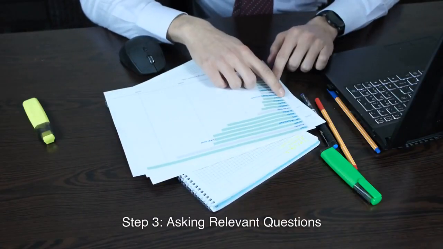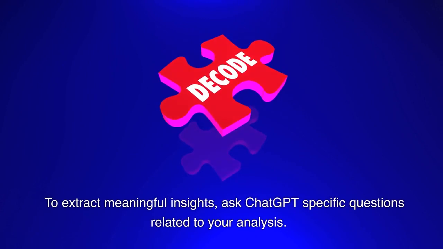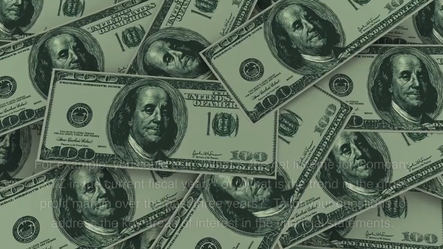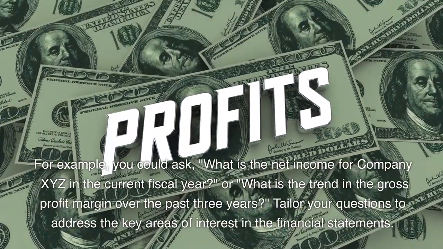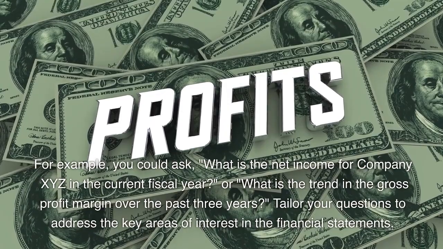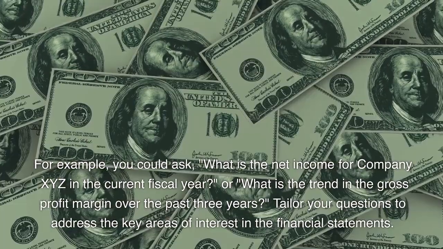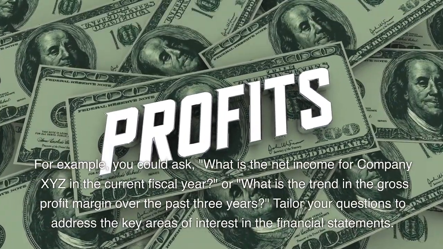Step 3. Asking relevant questions. To extract meaningful insights, ask ChatGPT specific questions related to your analysis. For example, you could ask, what is the net income for company XYZ in the current fiscal year? Or, what is the trend in the gross profit margin over the past 3 years? Tailor your questions to address the key areas of interest in the financial statements.